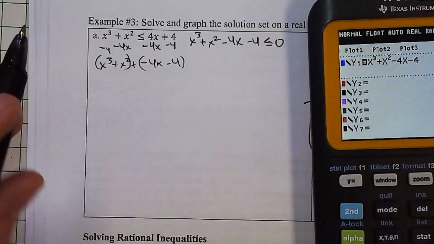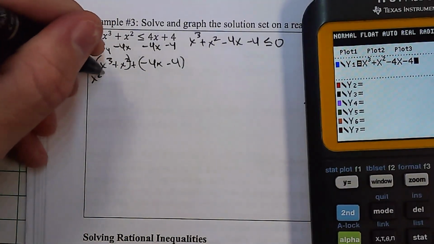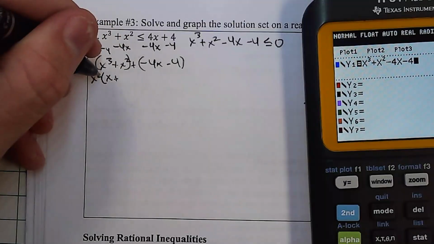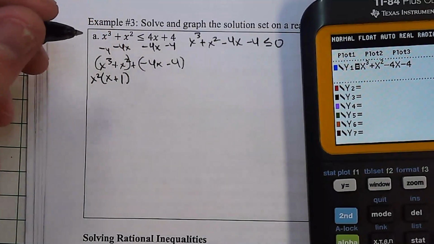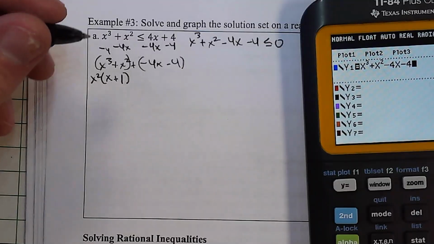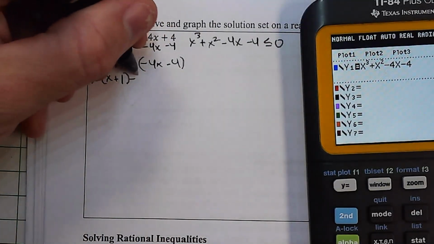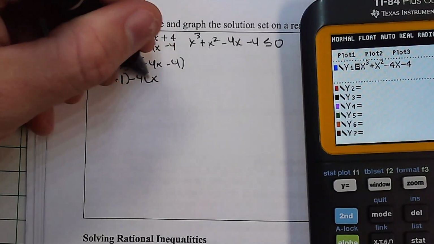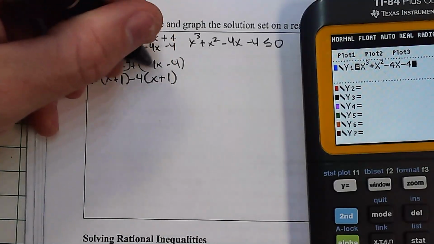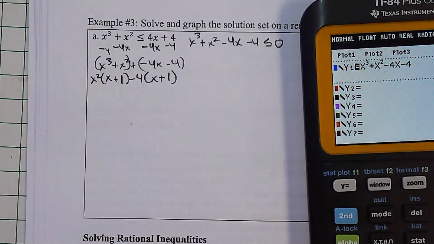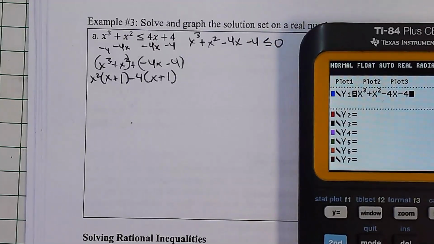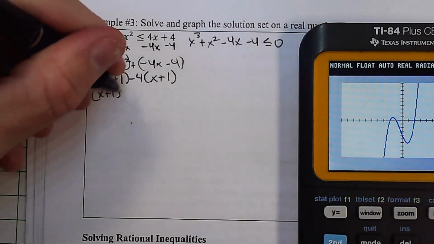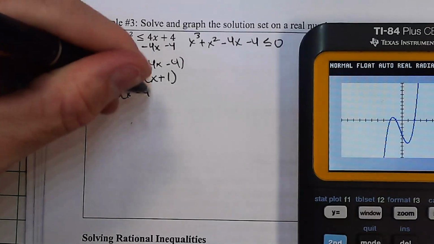What does x cubed and x squared have in common? x squared, yeah. That had 3 x's, took 2 out, 1's left. Had 2 x's, took both out, so just 1. What about negative 4x and 4? Negative 4. Negative 4 divided by 4 is 1. Negative 4 divided by negative 4 is 1. If you have a negative leading coefficient, you have to take out a negative. So these have x plus 1 in common. So you're left with x squared minus 4.